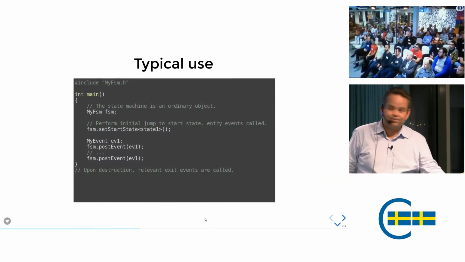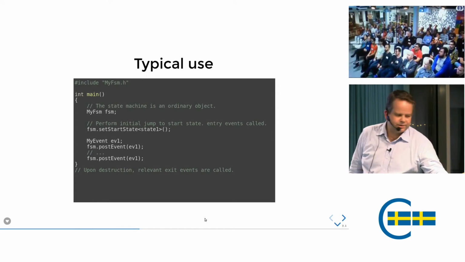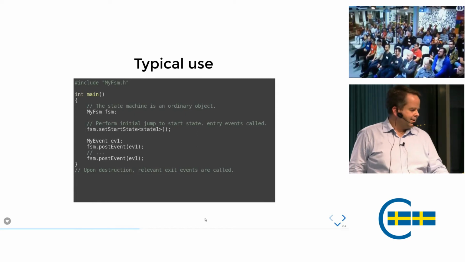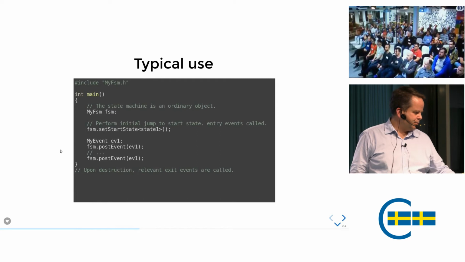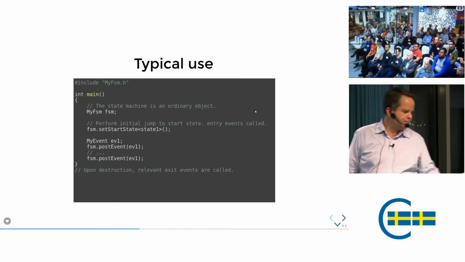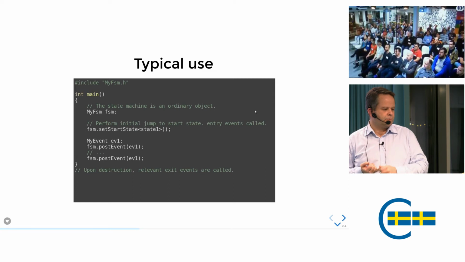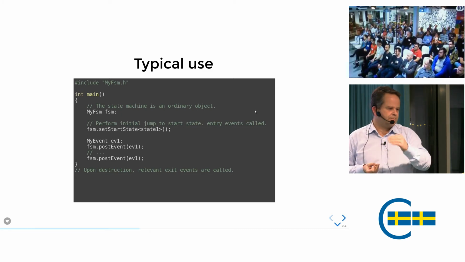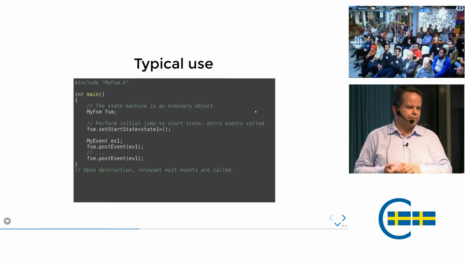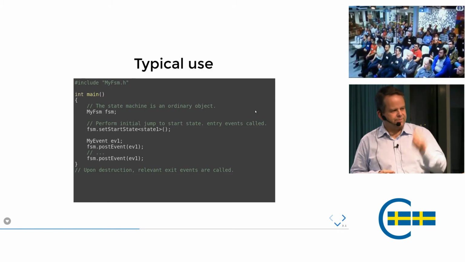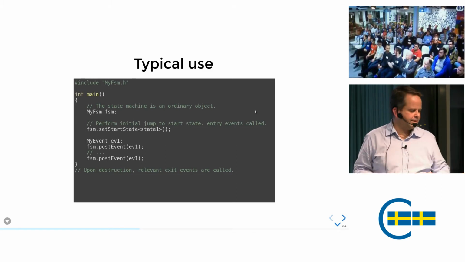So how do you use this? I hope my code is readable on this. You have a class, my finite state machine. You call set start state, that activates it. All the entry actions or constructors are fired up to that state, and you're ready to go. Then you just post events until you're done and everything destructs.